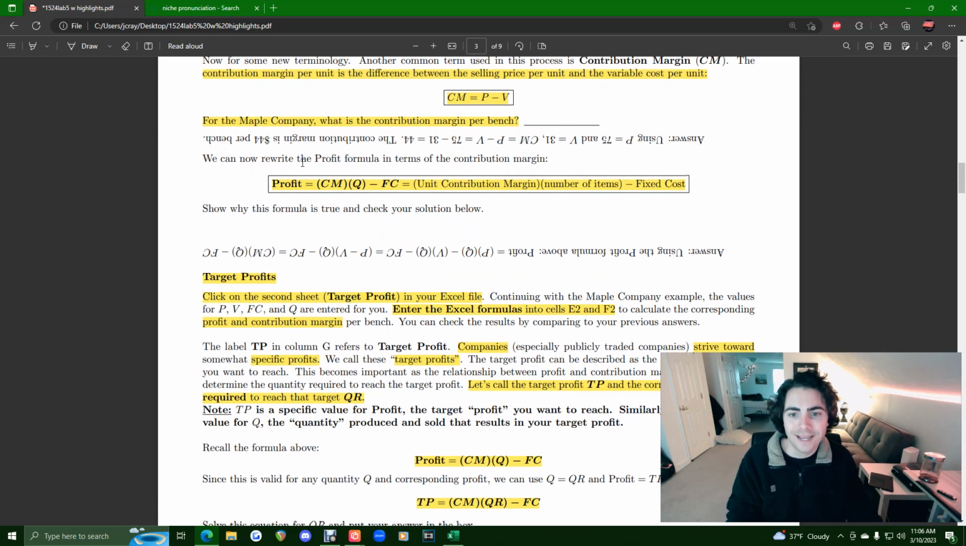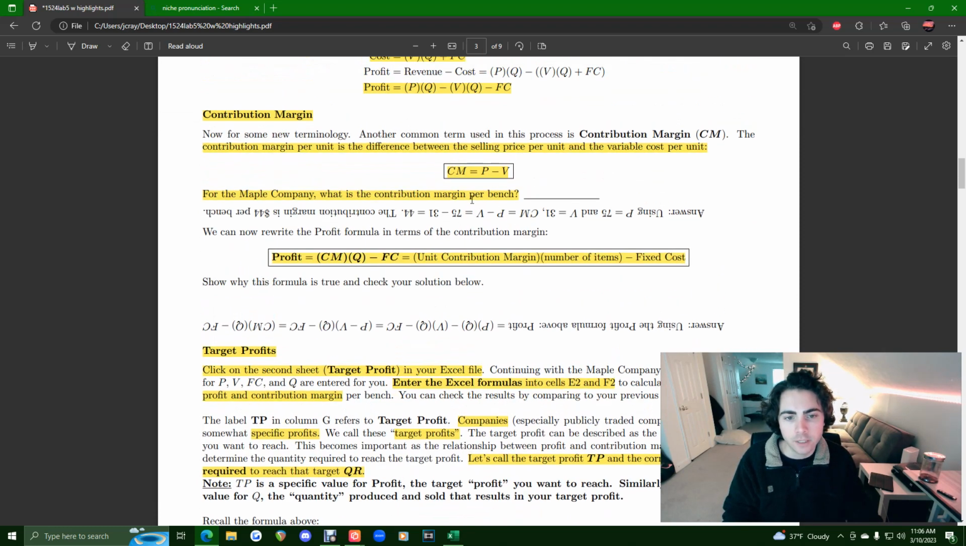Now rewrite the profit formula in terms of the contribution margin. If you think about it, $44 for that example was what they were making per quantity. It was the profit they were actually accruing per quantity. So it'd be 44 contribution margin times the quantity they sold, and then you would still have your fixed cost chipping away, in the negative direction for your profit. So contribution margin times quantity minus fixed costs.